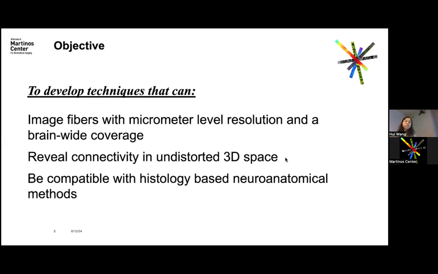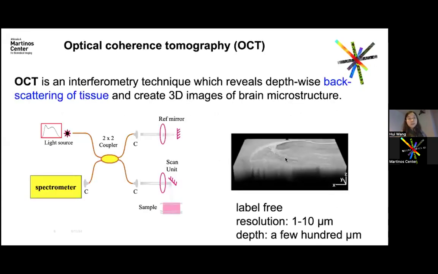And also, this technique should be compatible with histology-based neuroanatomical methods. Like in this pipeline, the sample can also be imaged with traditional histology. So that's our goal. And the technique we focus on is called optical coherence tomography, short for OCT.